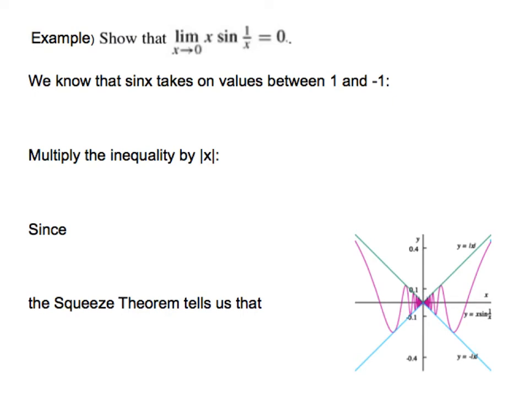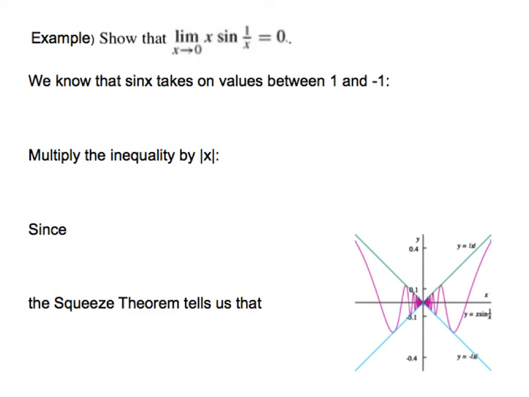Okay, our first example. I've got the graph shown here. We won't always see the graph. But the examples that we're looking at tend to resemble each other, because there's not too many functions that we can use this concept for. So show that the limit as x approaches 0 of x times sine of 1 over x is 0. We're trying to prove this.